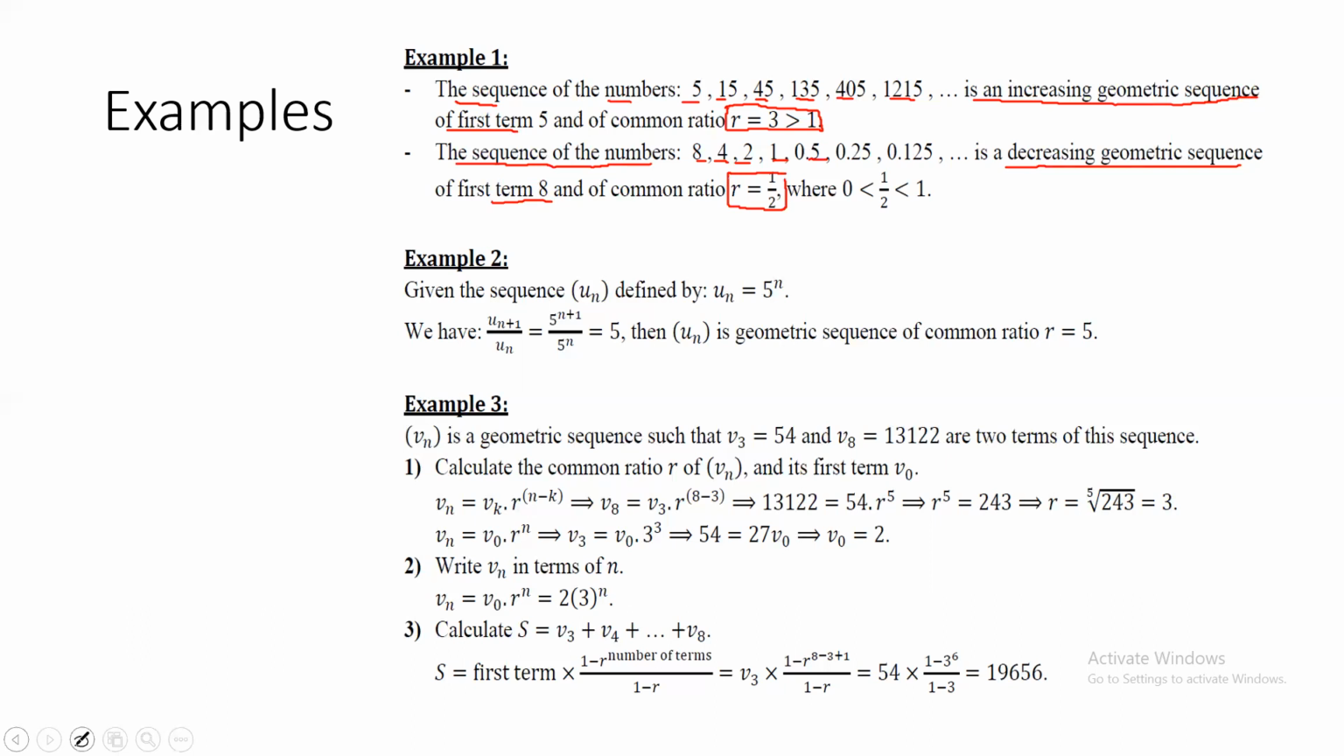Any questions about the first two examples? No.